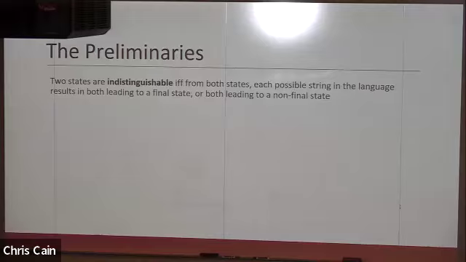The first is the term indistinguishable. We define this on pairs of states. So a pair of states is indistinguishable if and only if from both states, each possible string in the language results in both leading to a final state or both leading to a non-final state. Does that make sense?